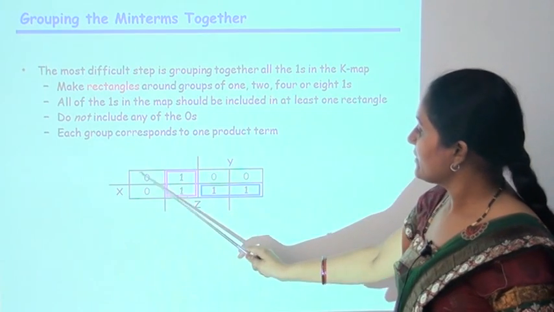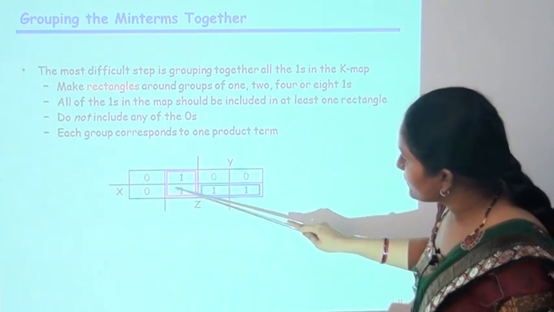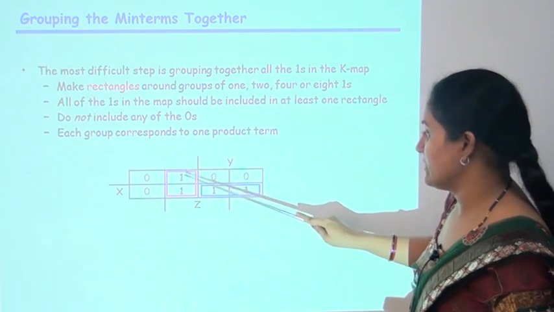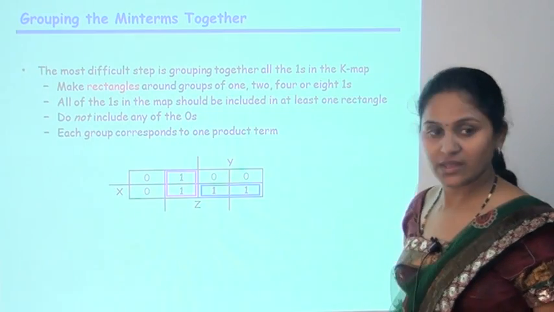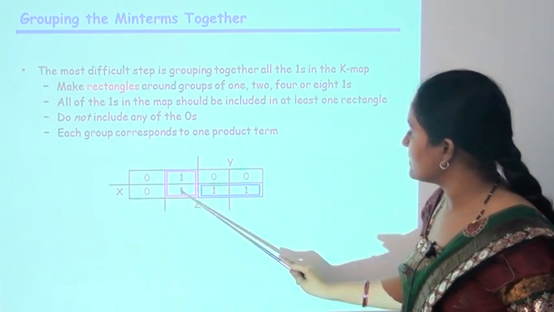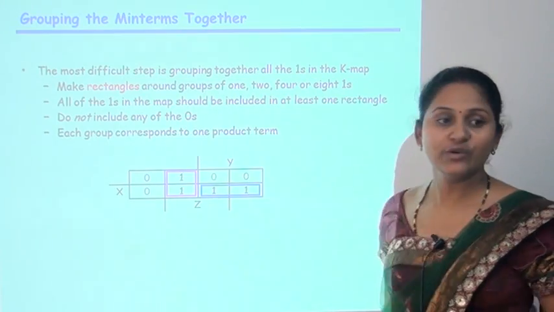So here, what is there? 0, 0, 1, 1, use this. So here this is 1, 1. So this is a rectangle, this is also a rectangle. We can take these 3, 1, 2, 4, 8. In this order we have to take.